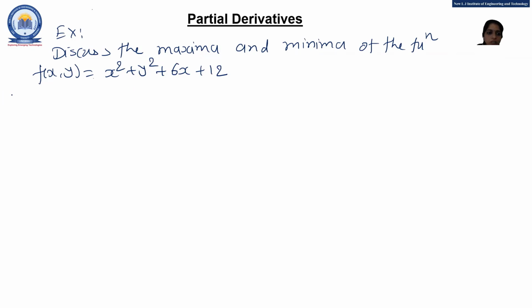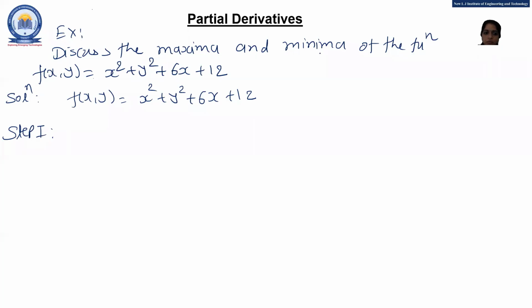Okay, so let's start the solution. Here our given function is f of x y equal to x square plus y square plus 6x plus 12. Let's start with step 1, and we want to find the maxima and minimum value, right?